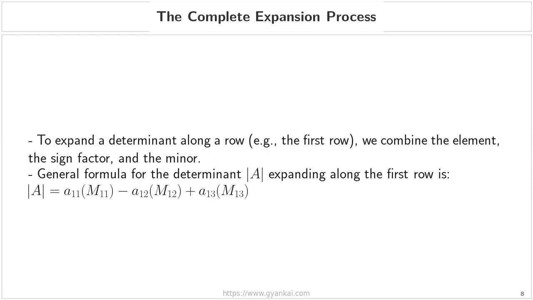Now that we have mastered how to find an individual minor and how to determine the correct sign using that checkerboard pattern, let's bring everything together into the complete expansion process. Notice how the signs alternate between plus and minus, just like our checkerboard pattern predicted. In the next few slides, we are going to walk through a concrete numerical example to see this formula in action, step by step.